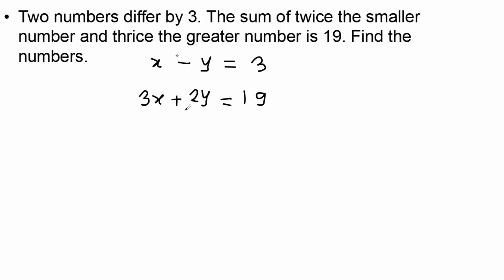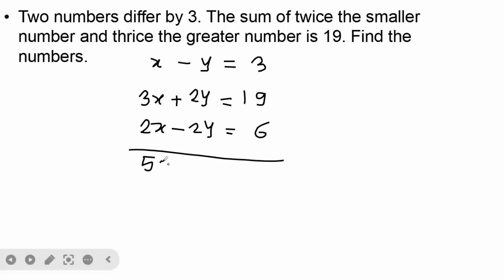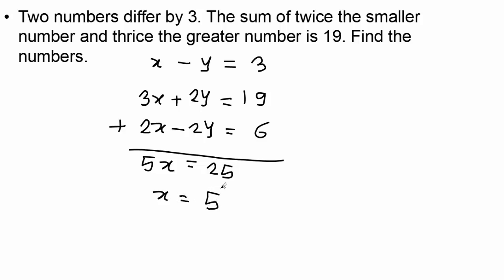For this I shall multiply the first equation by 2. Therefore 2x minus 2y equal to 6. And if I add these two equations, I will get 3x plus 2x, 5x, 2y minus 2y, 0, and 19 plus 6, 25. Therefore x equal to 5.